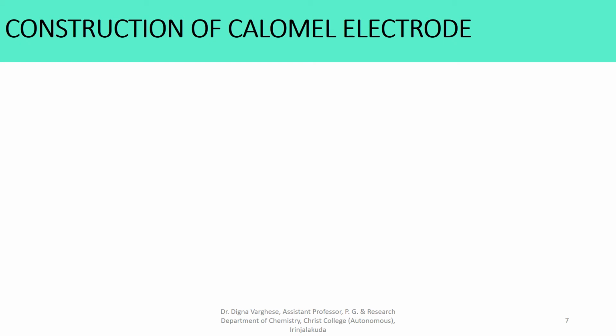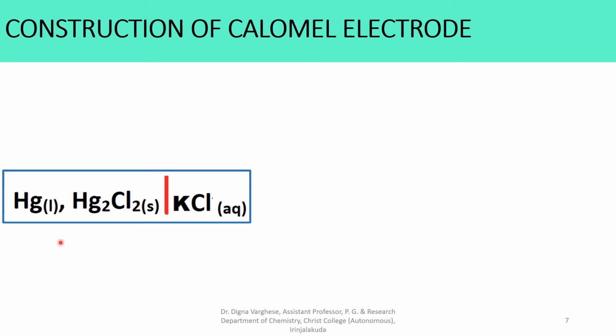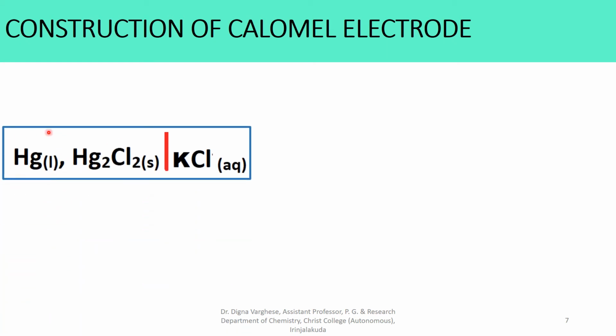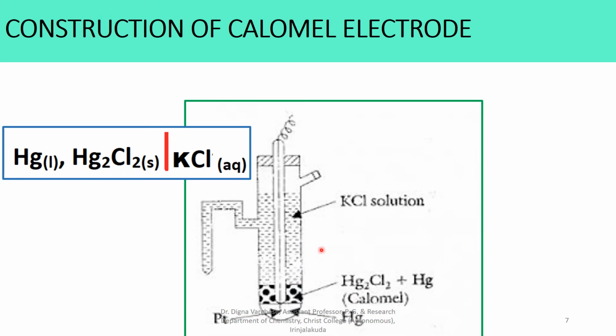Construction of Calomel electrode. We know Calomel electrode is a cell which contains liquid mercury in contact with Calomel, that is mercurous chloride in solid state, and aqueous potassium chloride solution. Here you can see a general design of Calomel electrode. In this, there is a glass tube. It has two side tubes, one is S1 and the other one is S2. And the glass tube is filled with potassium chloride solution.